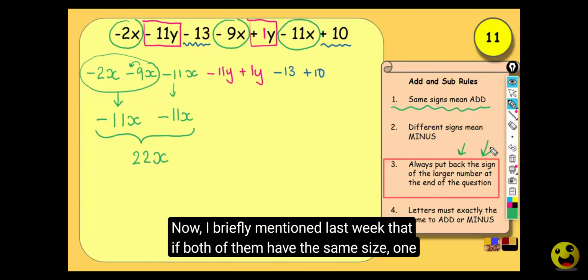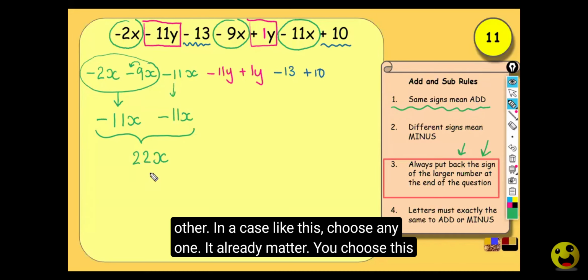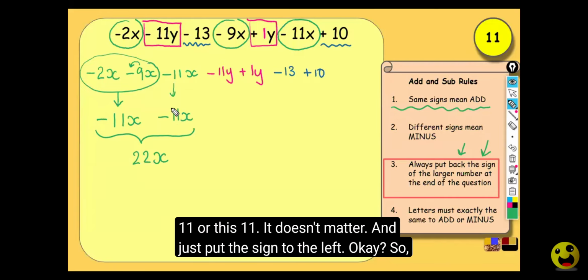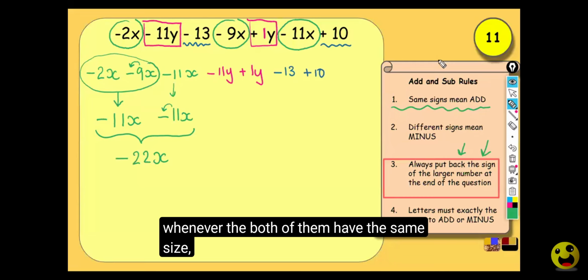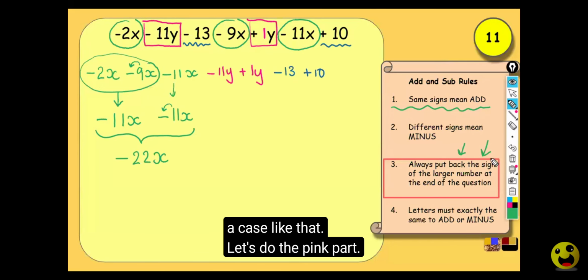Now, I briefly mentioned last week that if both of them have the same size, one is 11 and the other one is 11, neither of them is larger than the other. In a case like this, choose any one. It really doesn't matter. You can choose this 11 or this 11. It doesn't matter. And just put the sign to the left. So whenever both of them have the same size, choose any one of them and put its sign. Right? It really won't matter.